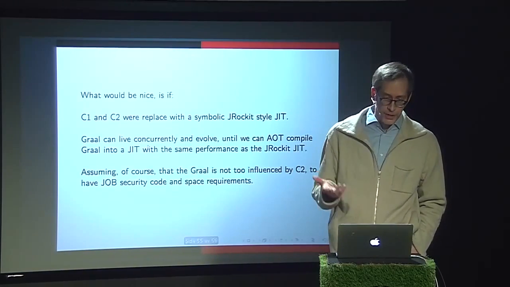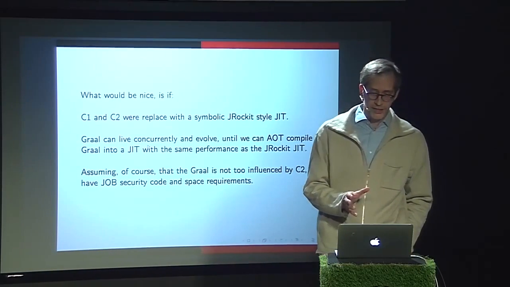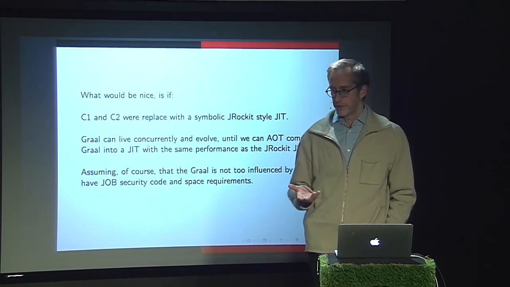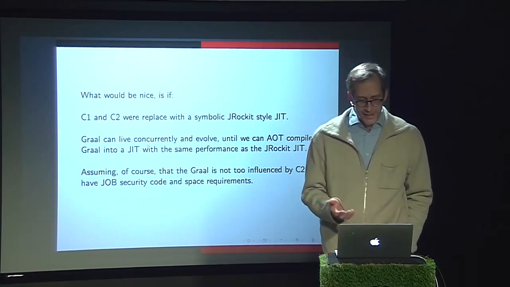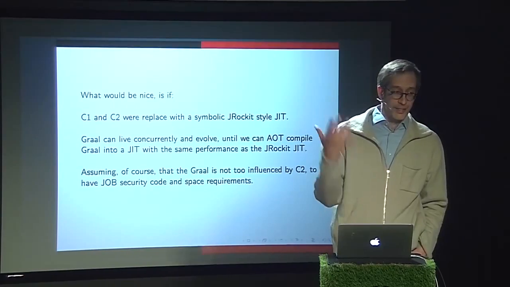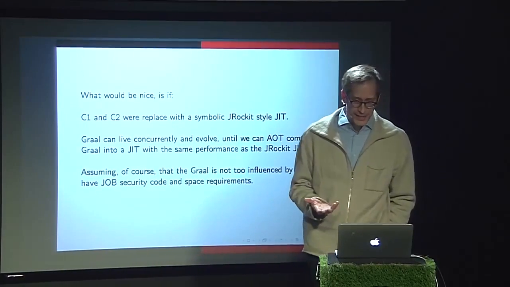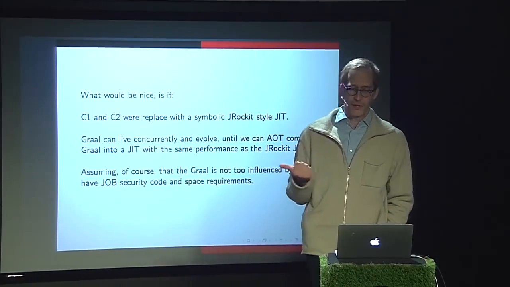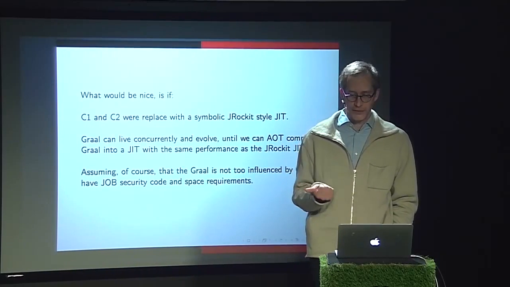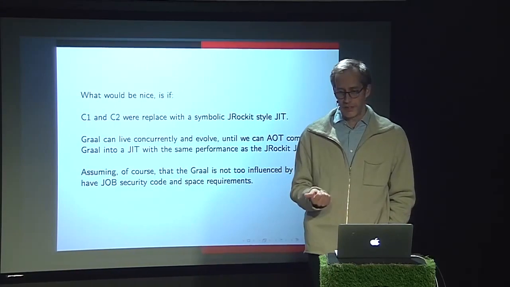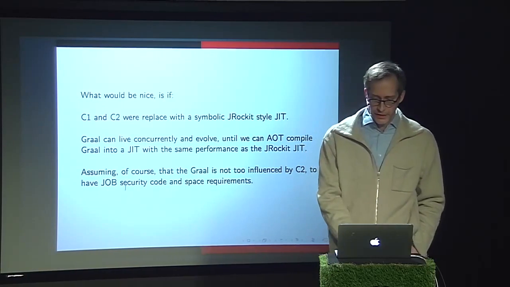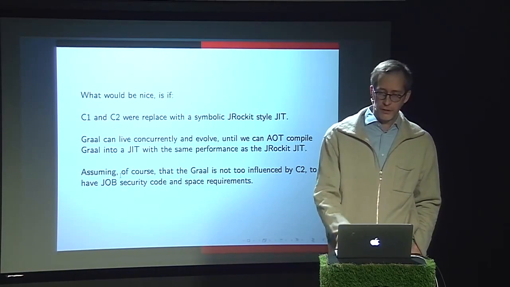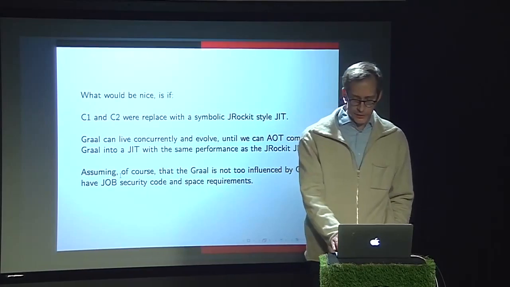Well, of course, I would like them to replace C1 and C2 with a symbolic JRockit-style JIT. But you have seen the arguments. Graal can live concurrently and evolve until we can ahead-of-time compile Graal into a JIT with the same performance as a JRockit JIT. And we of course have to assume that Graal doesn't fall into the ocean of nodes.